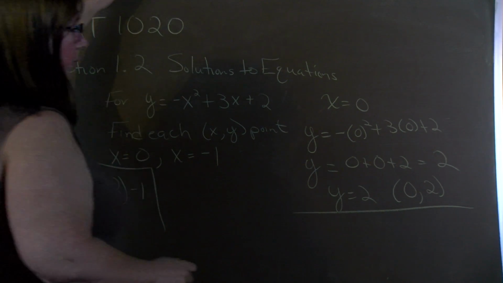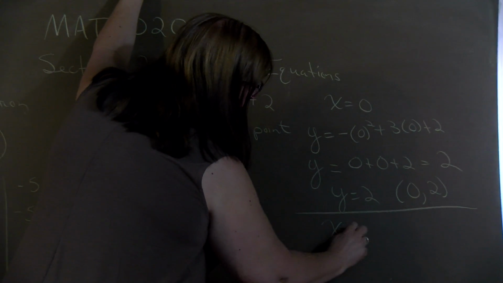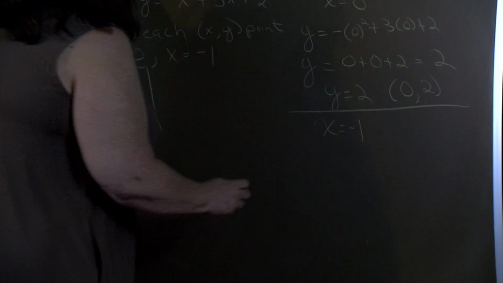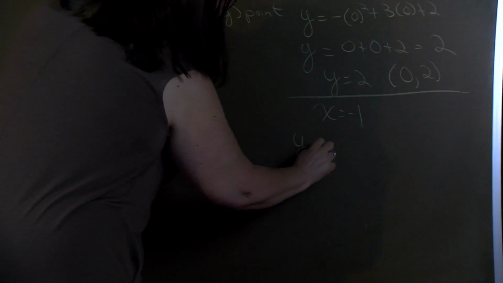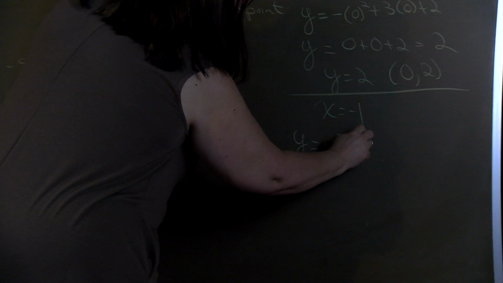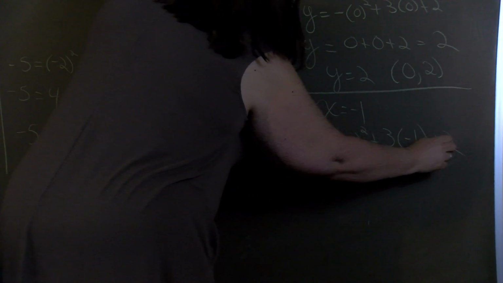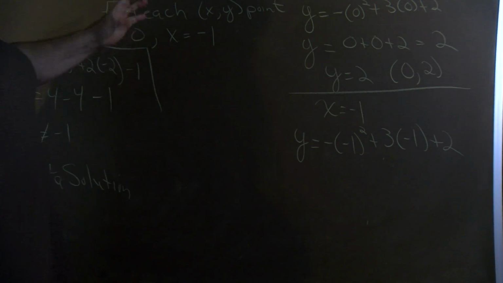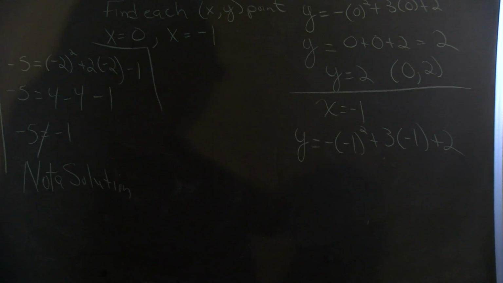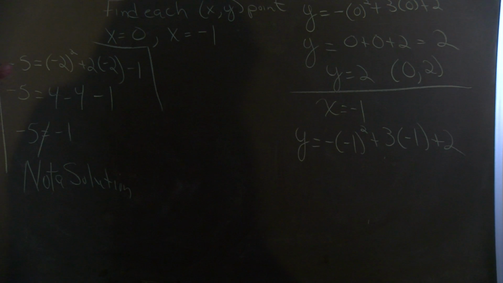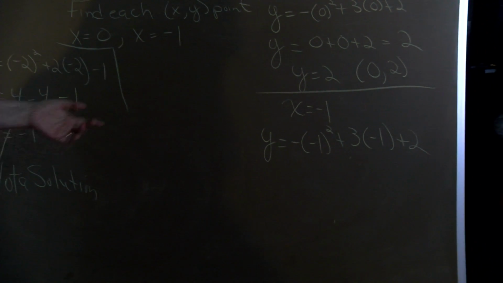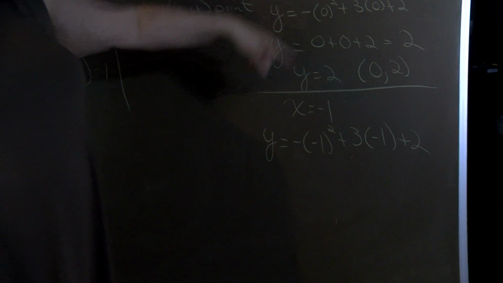What was the other one? Negative 1. When we have negative 1, we first plug it in. And if you notice, every time I'm plugging in, I'm putting it in parentheses. That helps to make sure you don't make a mistake. But also, when you're plugging in more than once, then you know right where they go.